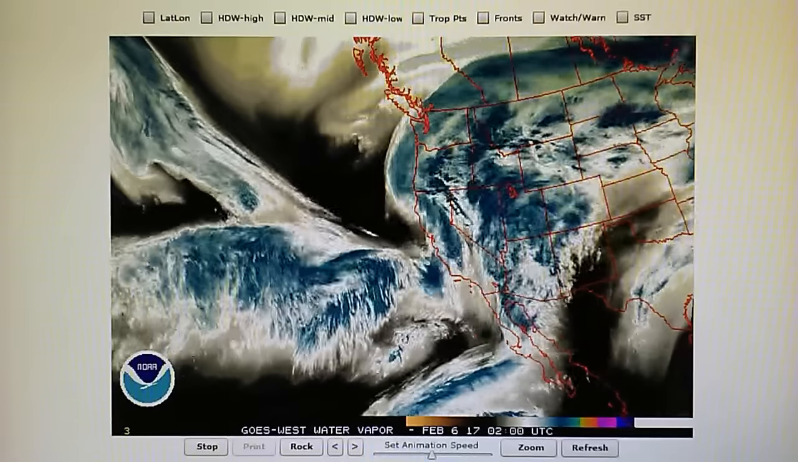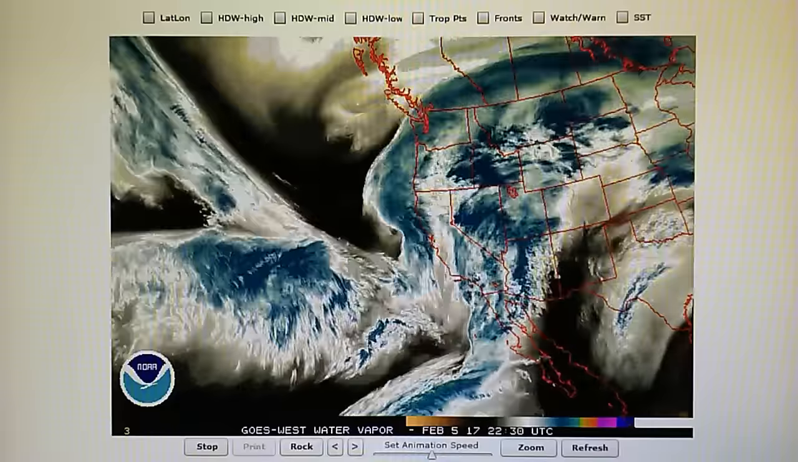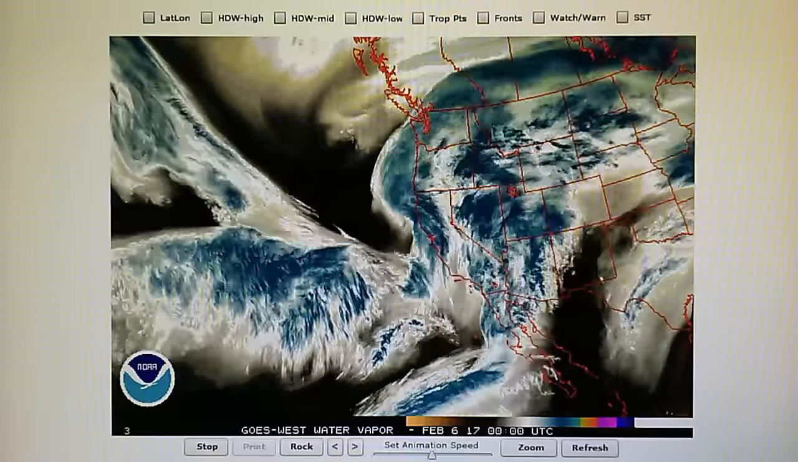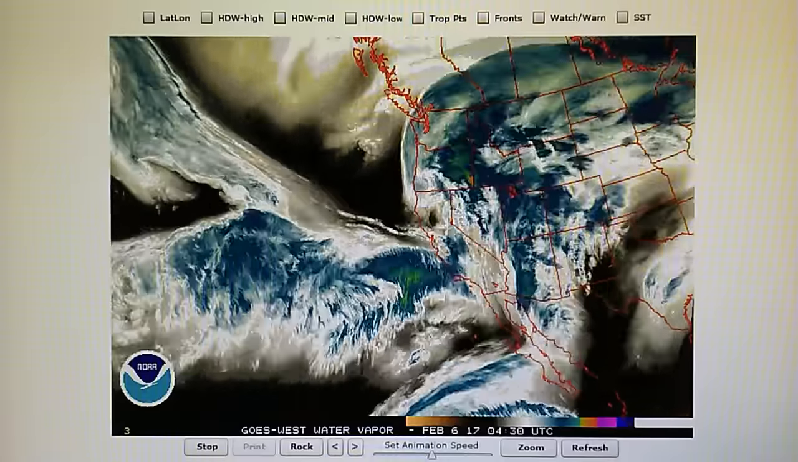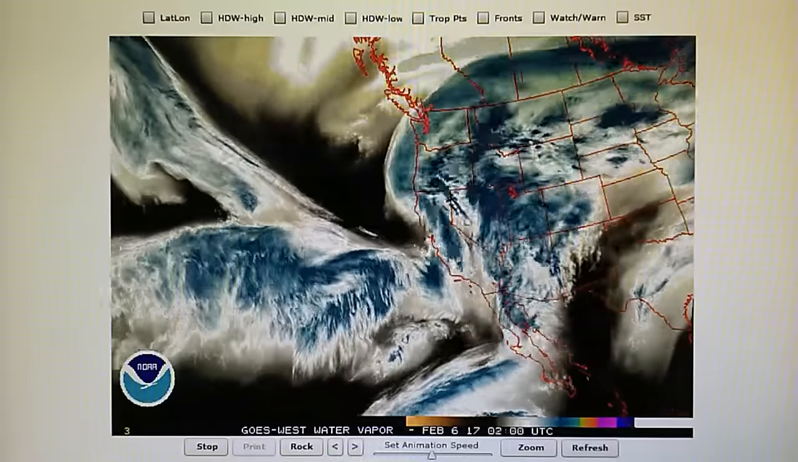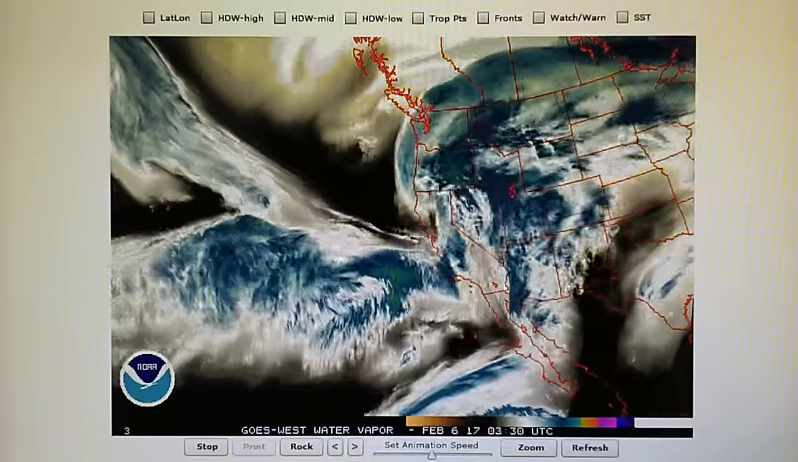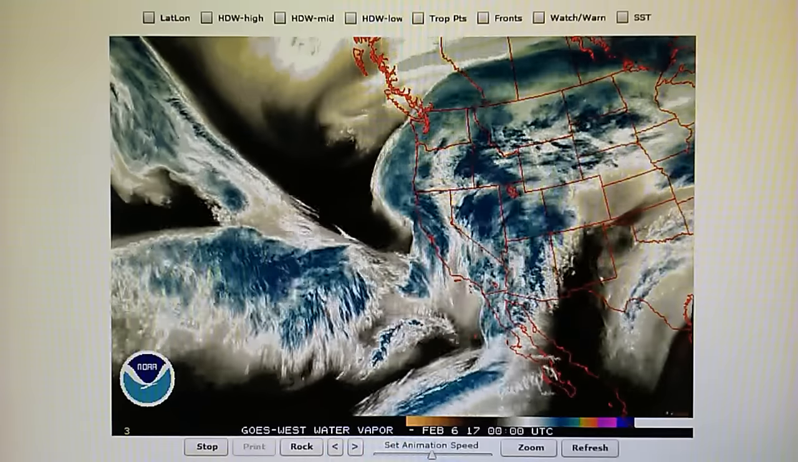Okay, today is February the 5th, 2017. Right now at 9:30 p.m. in the foothills, we have a temperature of 49 degrees. The relative humidity is 91%. The barometer is reading 30 inches even, and the dew point is 47 degrees.